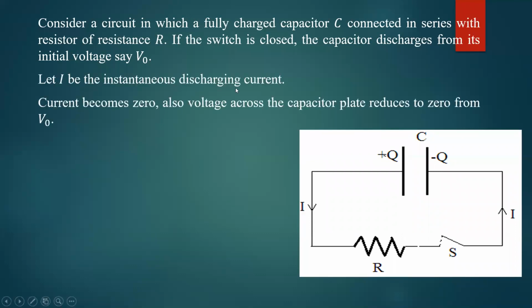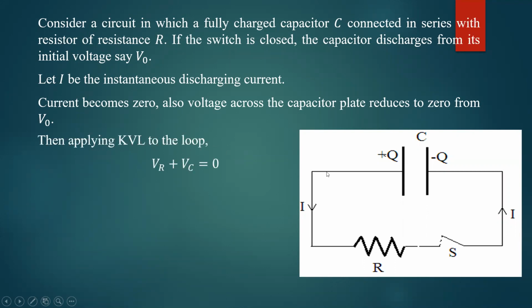Let I be the instantaneous discharging current, and the voltage across the capacitor plate reduces to 0 from V0. The voltage starts to decrease as time increases. Okay. Now let us apply Kirchhoff's voltage law.